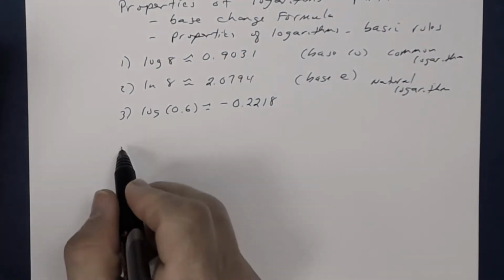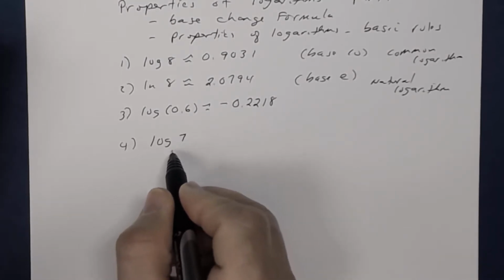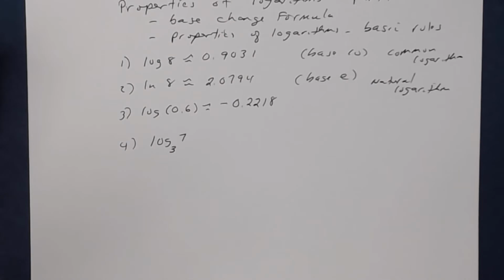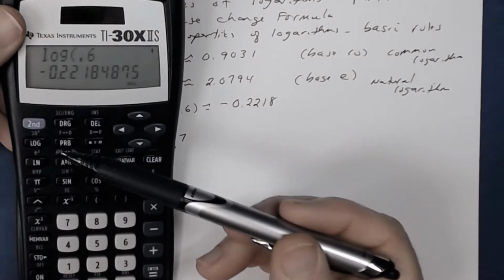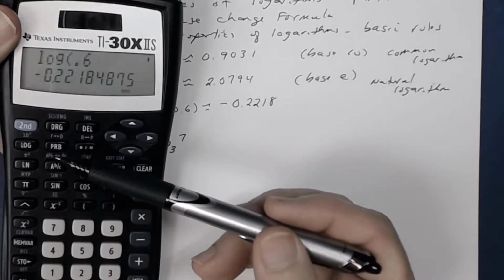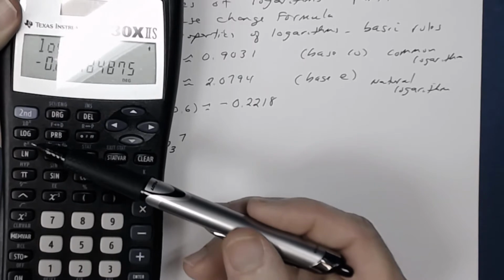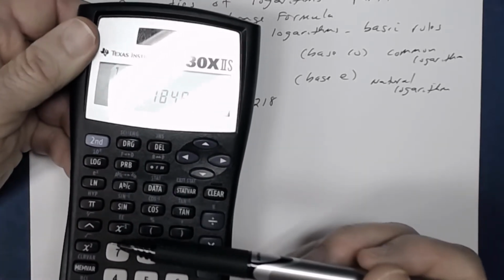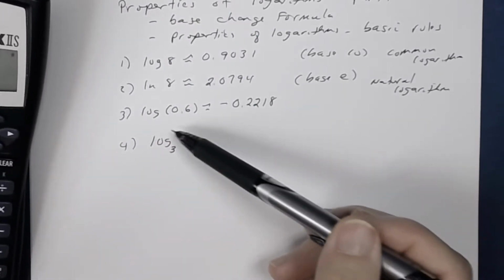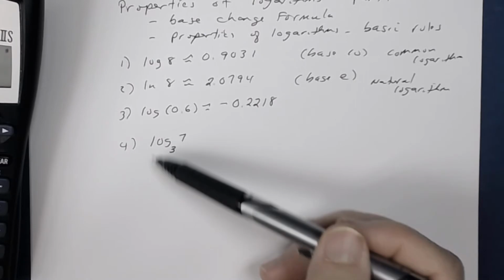All right, now, what if you have something like this? What if I want to take the log of 7 base 3? I know that the calculator can evaluate a common logarithm and a natural logarithm. But how do I use a calculator for something like this?